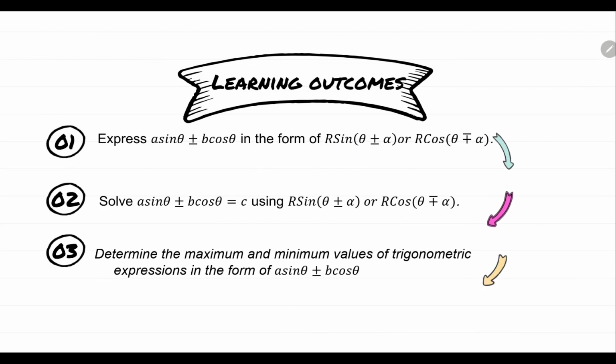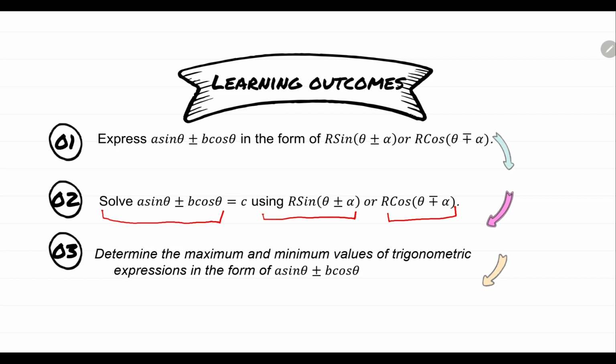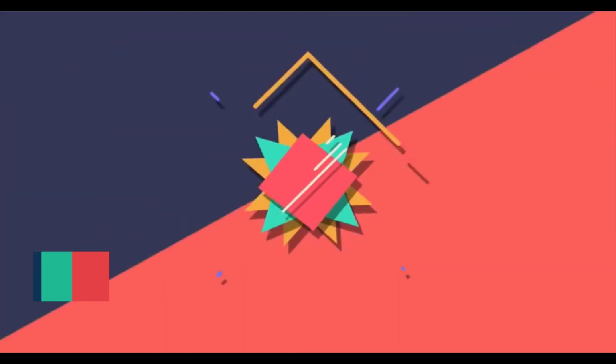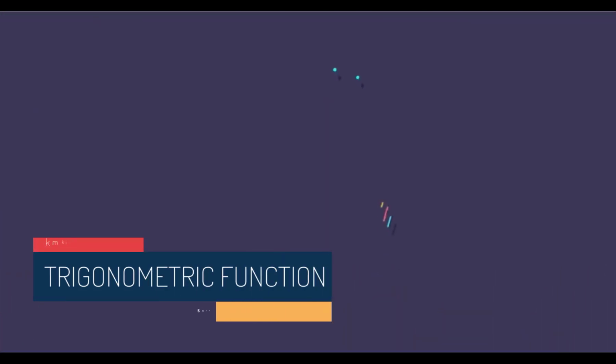Okay students, that's the end of the video for solving A sin θ ± B cos θ by using R sin θ or R cos θ. I hope all of you have obtained the second learning outcome. See you all in my next video for the third learning outcome: determine the maximum and minimum values of trigonometric expressions in the form of A sin θ ± B cos θ.